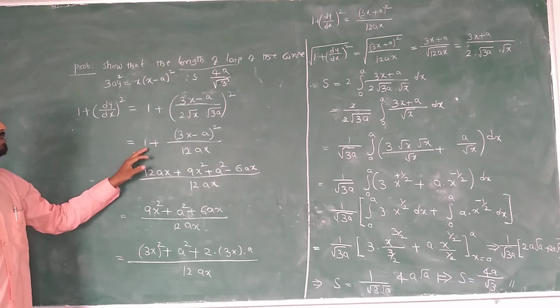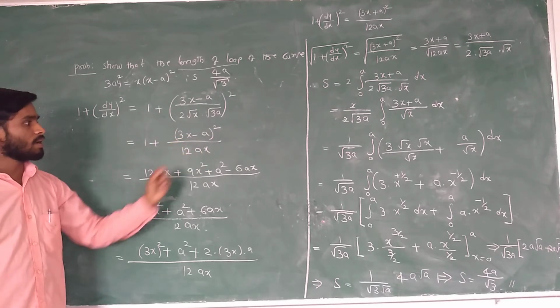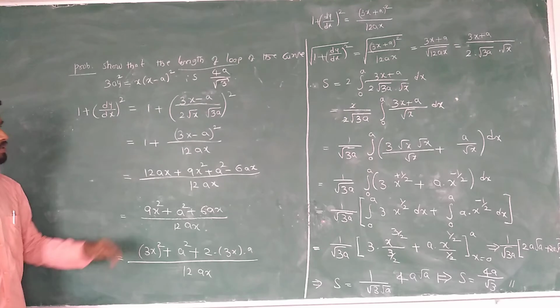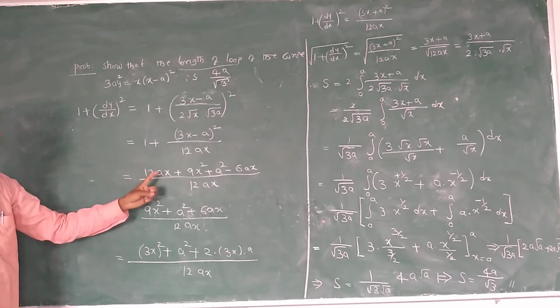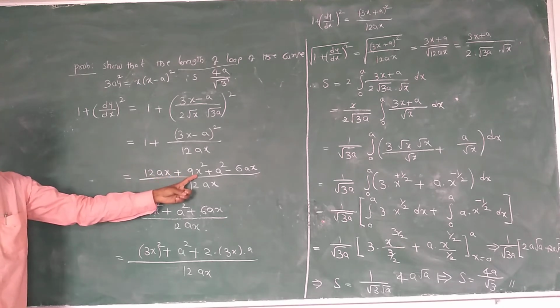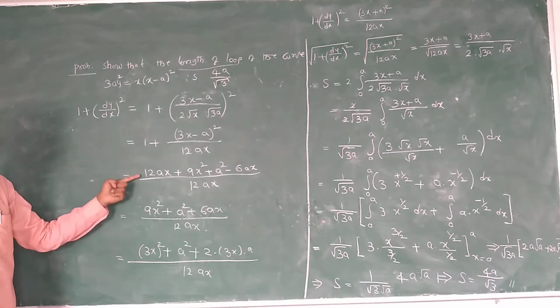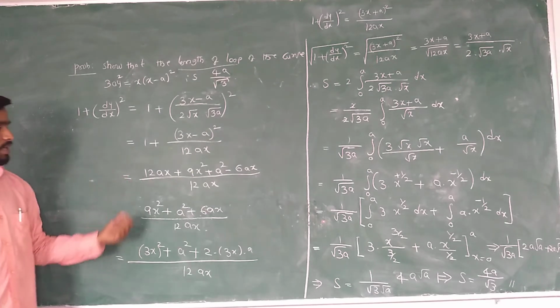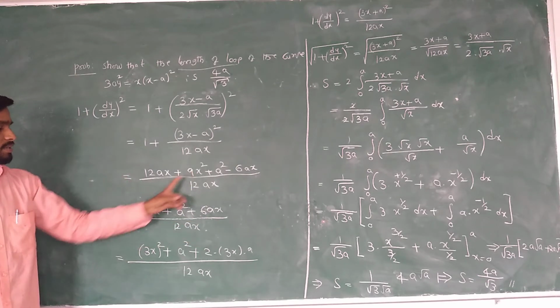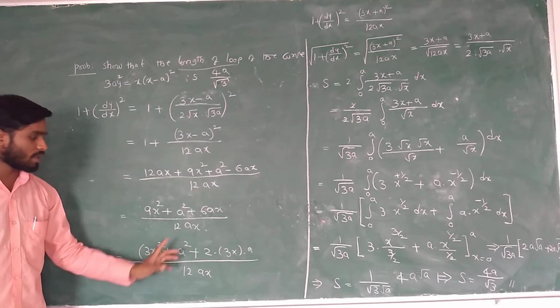Now 1 plus (3x minus a) whole square by 12ax. Now you can simplify this one. Take LCM 12ax and then simplify, you will get (12ax plus 9x square plus a square minus 6ax) by 12ax. Again simplify, 12ax minus 6ax will be plus 6ax, 9x square as it is and a square as it is. In denominator 12ax will be there.